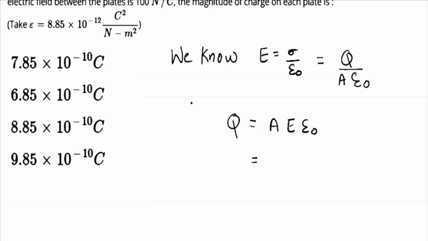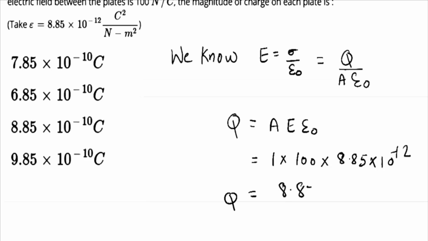Now we have given area A is 1 meter square, value of electric field is 100 Newton per coulomb, and epsilon naught is 8.85 into 10 raised to power minus 12. Now on solving this value, we get 8.85 into 10 raised to power minus 12, and this will equal to 8.85 into 10 raised to power minus 10 coulomb.